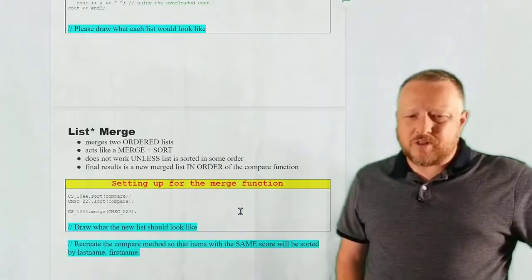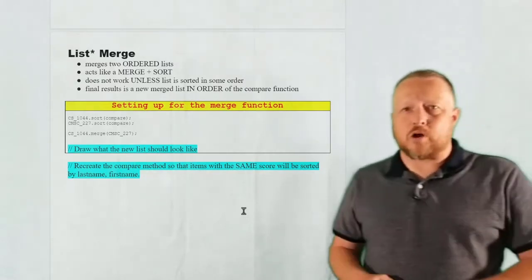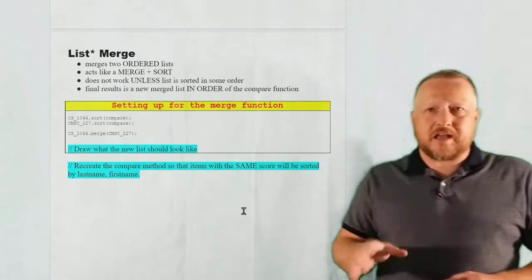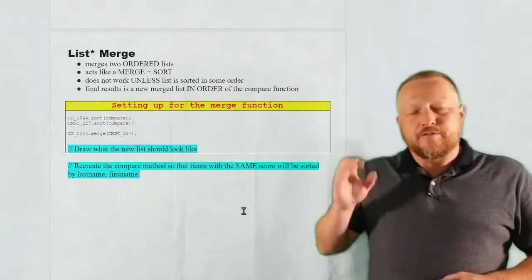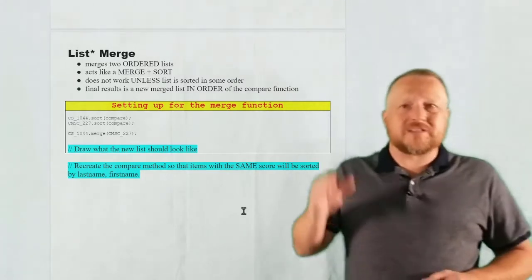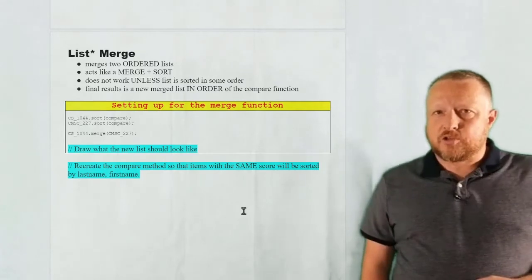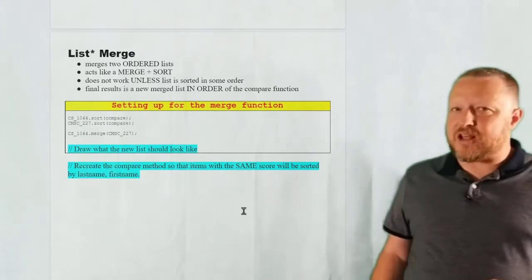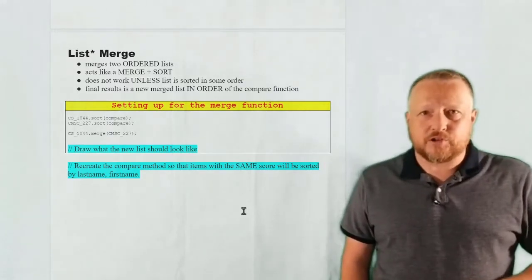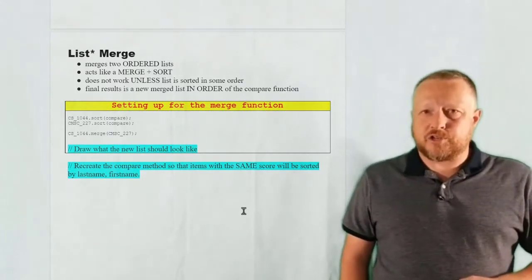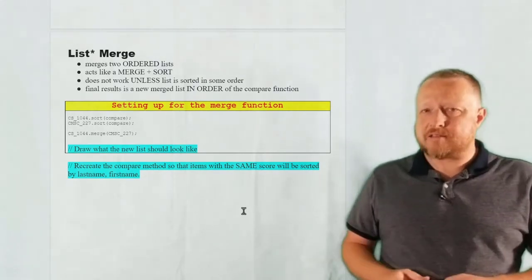But here's where the list merging comes into play. It acts like a merge and a sort, and it does not work unless your list is ordered in some particular order. And the final result is a new merged list that's in order of the compare function that they're using. So if you see the two setups here, the two separate lists, we had them sorted using the compare function, and now we're merging those two. That's going to end up being your new merged list of the two sets.